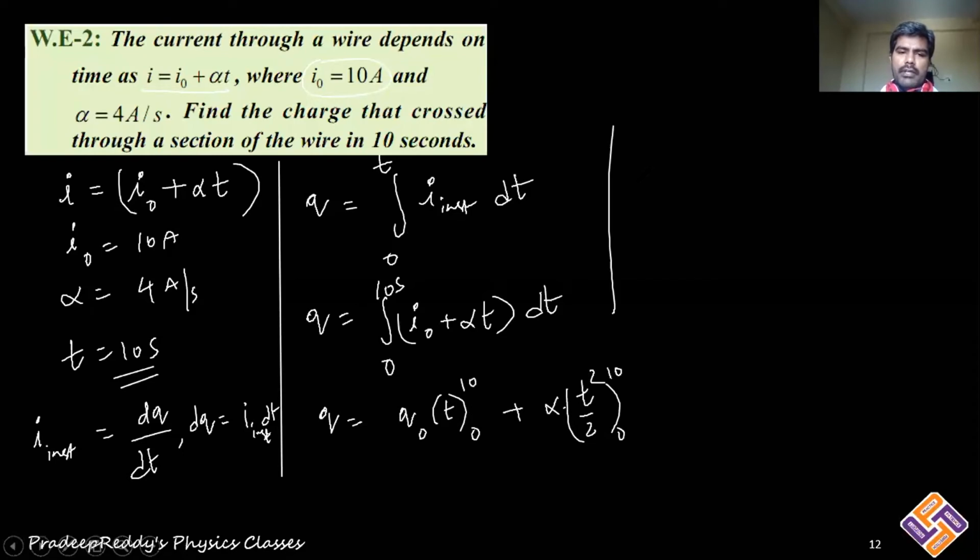Substitute these values over here. Substitute all the values: I naught is given, alpha is given, and time taken is 10 seconds. Evaluate its value for q, and that is nearly 300 coulomb. That is the final value for the charge passing through the conductor at an instant of 10 seconds.